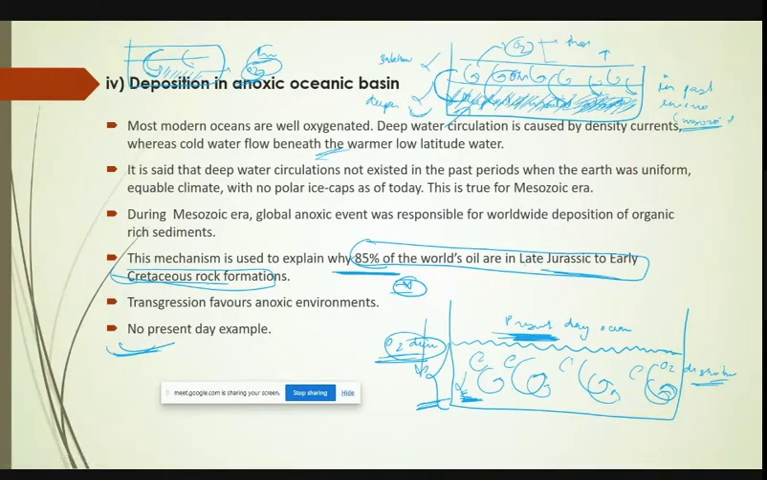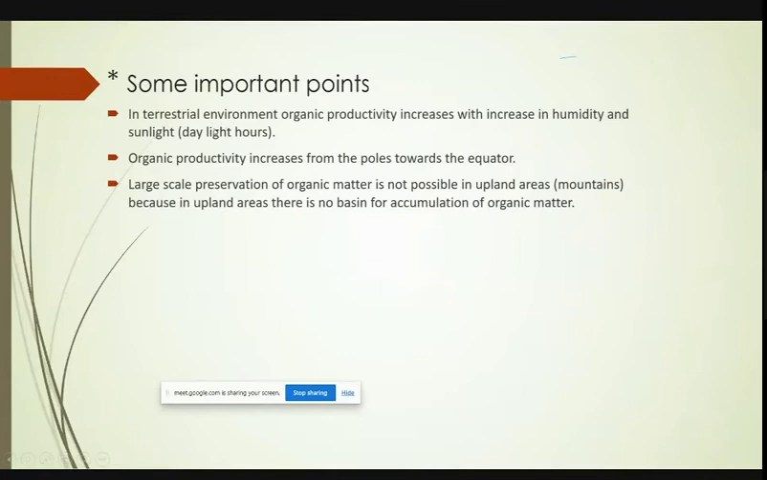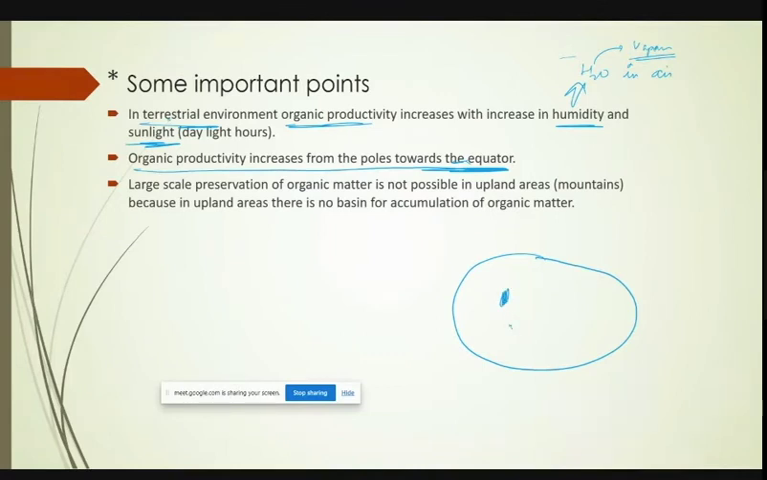Okay, moving on then. Write down some important points. In terrestrial environment, organic productivity increases with increase in humidity. Humidity means H2O in air, or you can say vapor. Organic productivity will increase with increase in water and sunlight in terrestrial environment. And organic productivity increases from the poles towards the equator. That's why we have a lot of organic rich regions on the equator side, but we do not have high organic productivity in the polar regions due to cold environment.